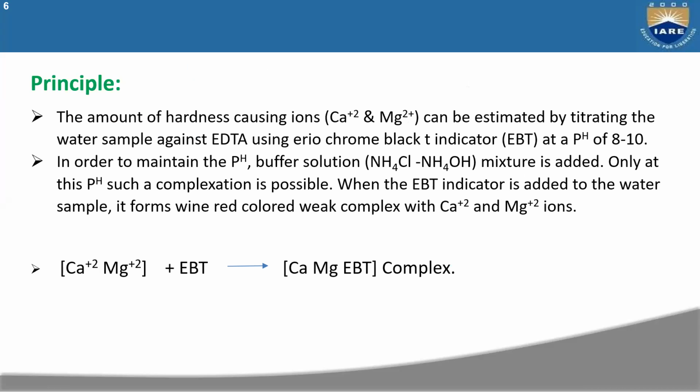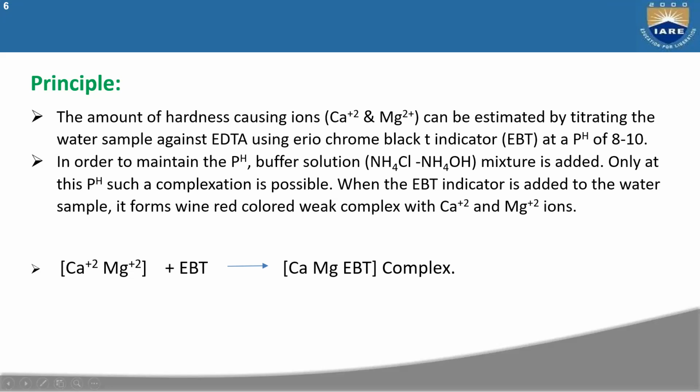It uses Eriochrome Black T indicator and the pH is 8 to 10. In order to maintain the pH, a buffer solution is added, which is ammonium chloride and ammonium hydroxide. Only at this pH is such complexation possible. When the EBT indicator is added to the water sample, it forms a wine red colored weak complex with calcium and magnesium ions.